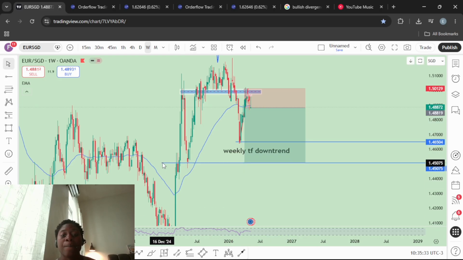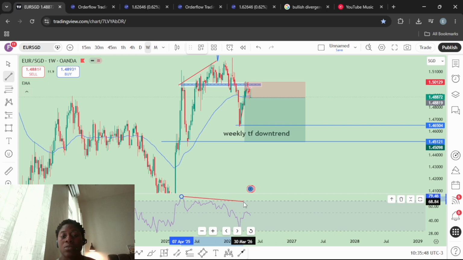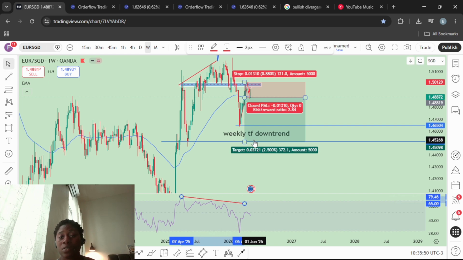Because normally prices are supposed to come to the ending of this place because of this bearish divergence here. You're just supposed to do this like this. So I'm expecting price to get here.